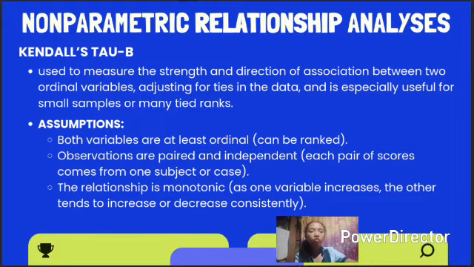So for the non-parametric relationship, another one is the Kendall's tau-b. It is used to measure the strength and direction of association between two ordinal variables adjusting for ties in the data, and is especially useful for small samples or many tied ranks. So the assumption is that both variables are at least ordinal or can be ranked. Observations are paired and independent. Each pair of scores comes from one subject or case. Then third is that the relationship is monotonic. As one variable increases, the other tends to increase or decrease consistently.